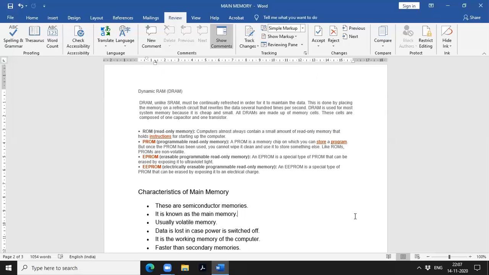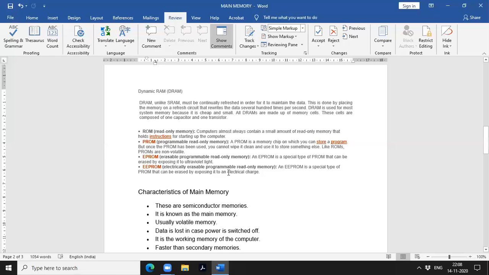Nowadays computers almost always contain a small amount of read-only memory that holds instructions for starting up the computer. Whenever we switch on a computer, this read-only memory helps to run a startup program like checking of memory, checking of hard drive, checking of processor. It helps to start up your computer, that is cold starting.